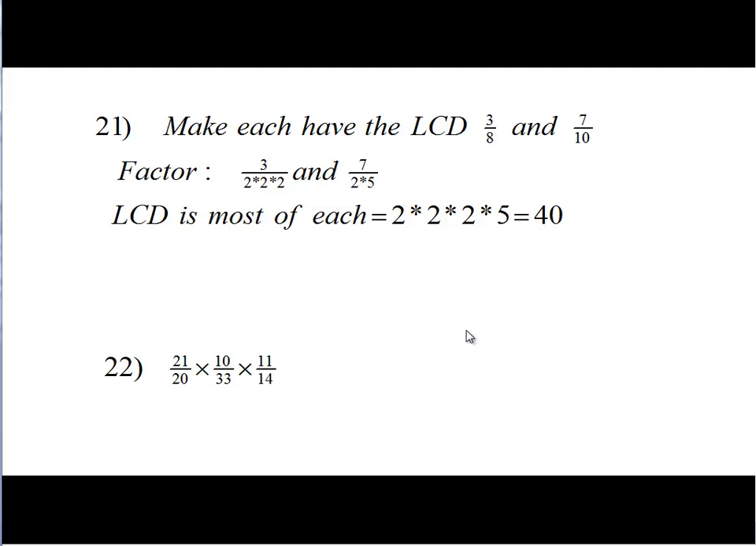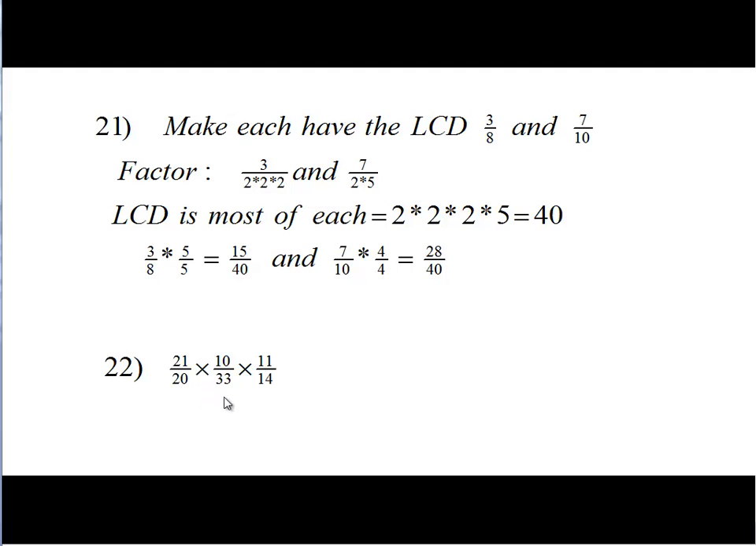Now, to convert 8 into 40, I have to multiply by 5. So 3 times 5 is 15, 8 times 5 is 40. Now I need to convert 7/10. 10 times 4 makes 40. So 7 times 4 is 28, and 10 times 4 is 40. So now I have these fractions, 15/40 and 28/40, with the common denominator.